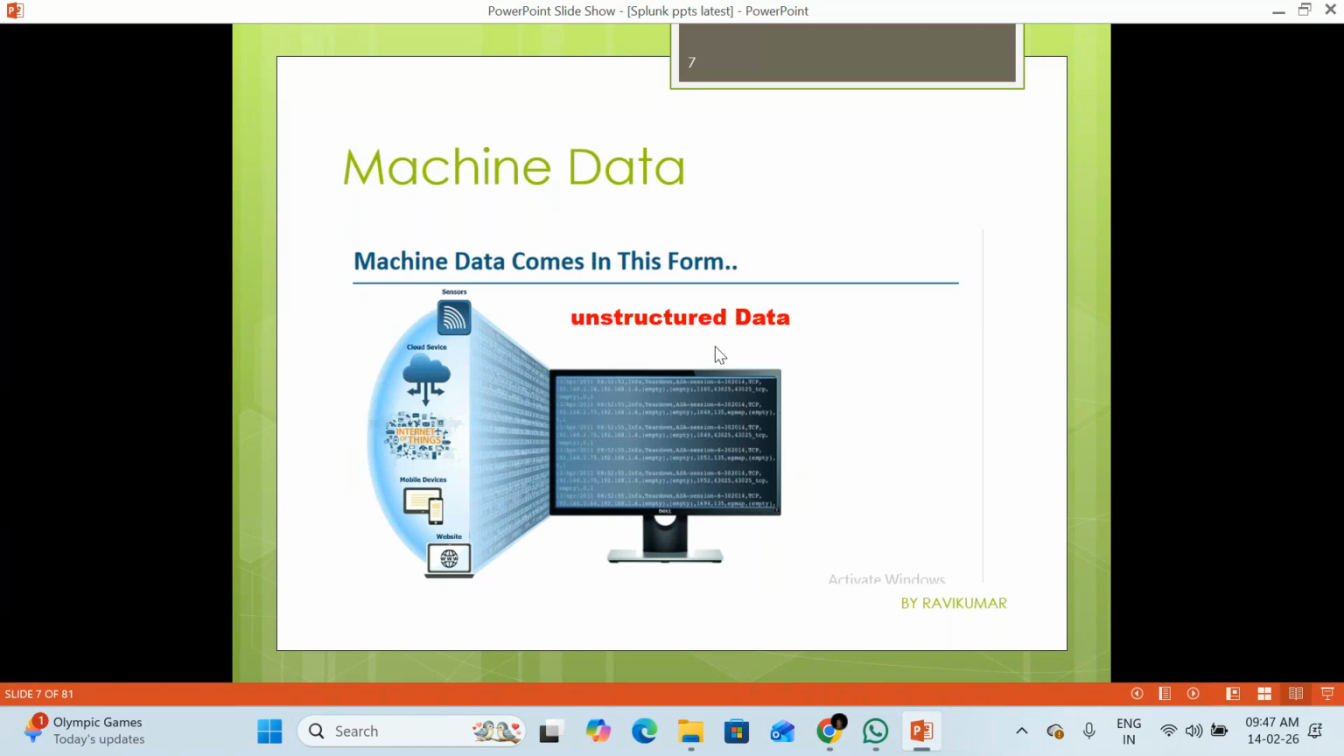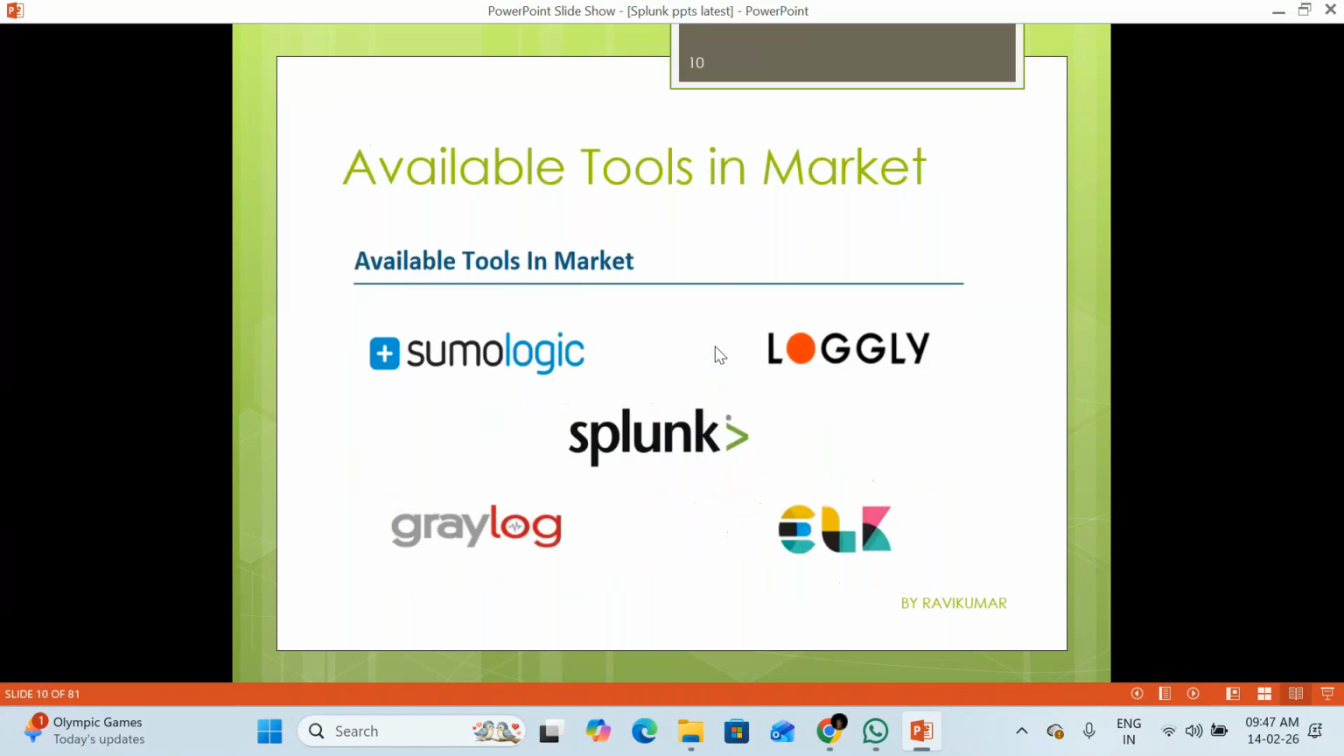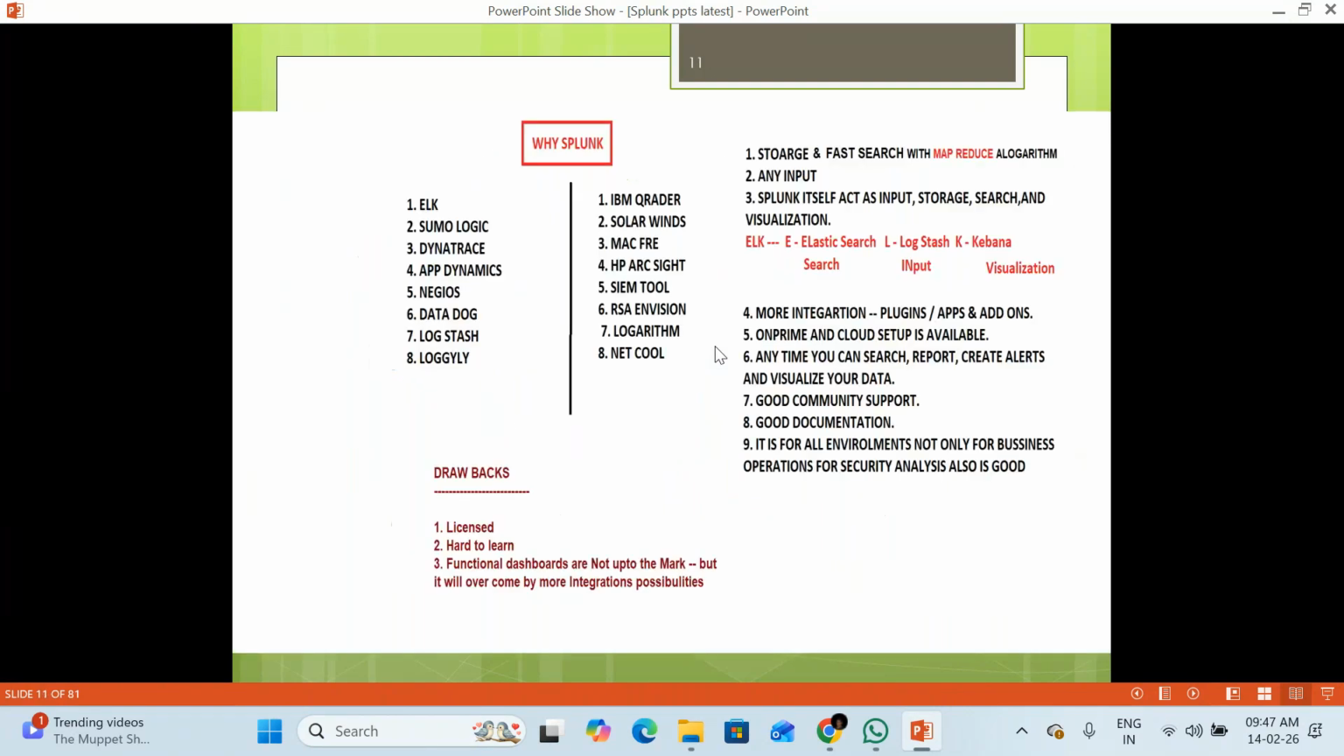So apart from Splunk, are there any other tools? There are multiple tools in the market, like Sumo Logic, Logly, Graylog, ELK, and Splunk. Apart from that, we have ELK, Sumo Logic, Dynatrace, AppDynamics, Nagios, Datadog, Logstash, Logly, IBM QRadar, SolarWinds, McAfee, HP ArcSight, RSA Envision, LogRhythm, Netcool, LogDNA, Exabeam. Multiple tools are there, around 20 plus tools.